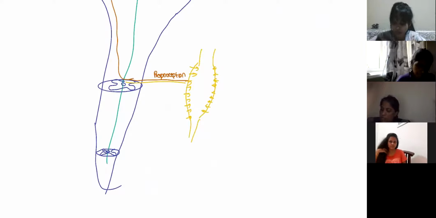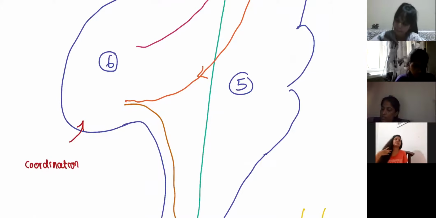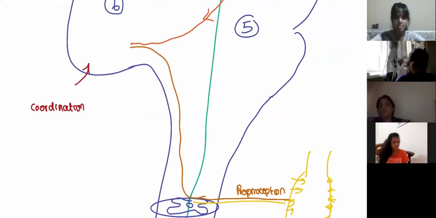Now, you can't do it alone. Okay. So what is the function of the cerebellum? Coordination. It coordinates the movement with the cerebrum.